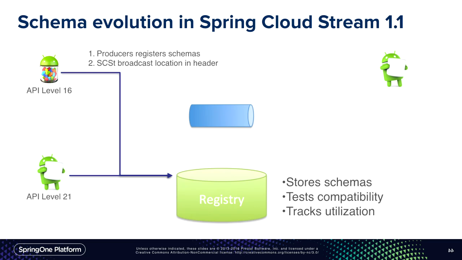Every time a producer tries to serialize a new type of object, it tries to register its schema, and the schema server will tell it whether it's a new schema or not. It will give it a version. The version is added as part of the header, as part of the content type.